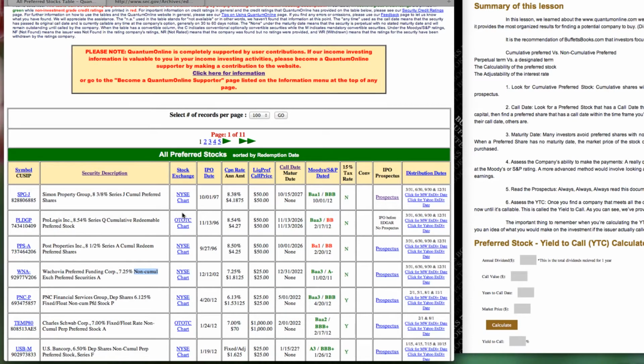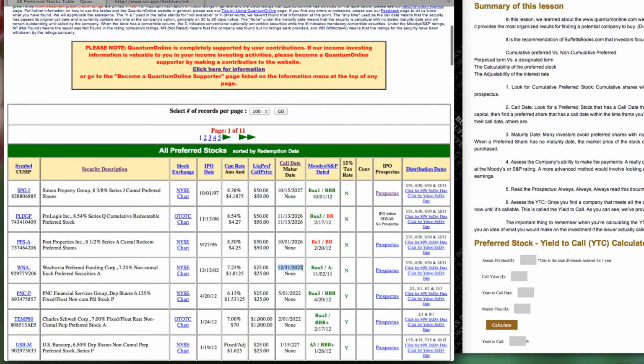Okay, so the next thing I had briefly mentioned was the call date. So as we come over here, and let's just use that Wachovia one again, we can see that the call date on that security is 2022. So there's 10 years from right now, essentially, that you could own that preferred stock before it could be called back by Wachovia where they'd pay you.